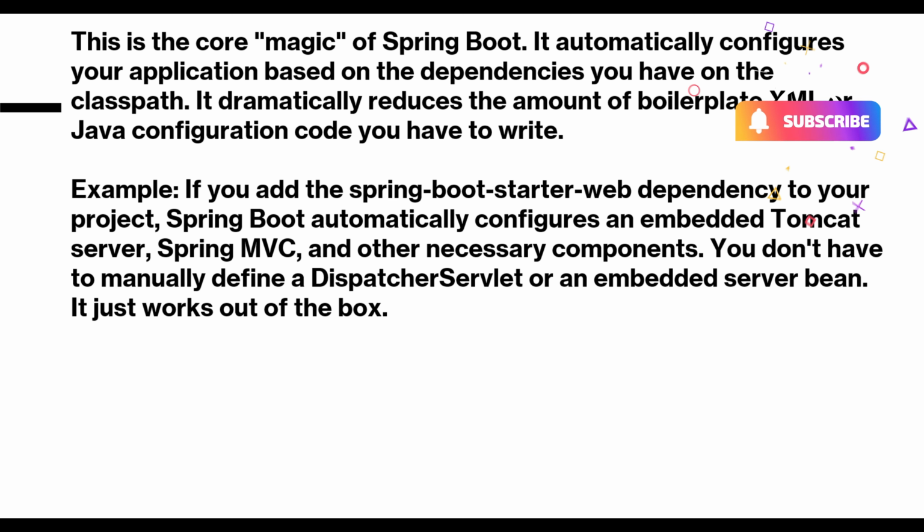Let's take an example. If you want to add web app dependencies in your Spring Boot project, what Spring Boot will do is automatically configure the embedded server for you. It is going to configure the MVC for you and all the other necessary components which are required to develop and run this application. So you don't need to worry, you don't need to manually add the dispatcher servlet, or manually deploy that application on the embedded or a different server. Everything will be taken care of.